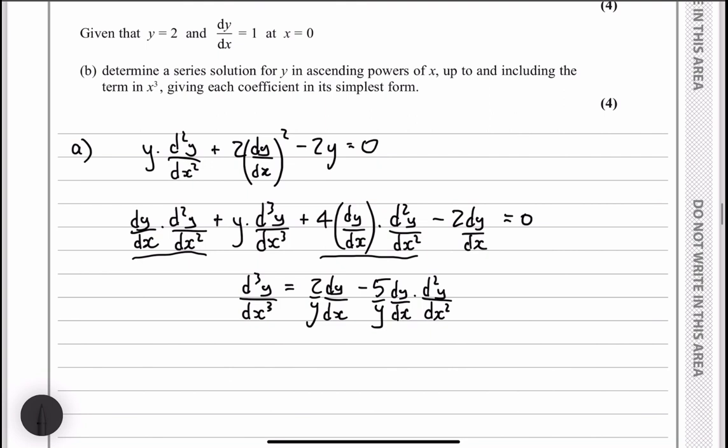Now, given that y equals 2 and dy by dx equals 1 at x equals 0, so these are all true at the same time. Y equals 2, x equals 0, and the first derivative is 1. Determine a series solution for y in ascending powers of x up to and including the term in x cubed.